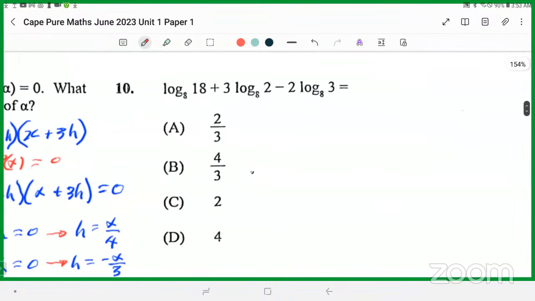Here's a question that can be used. You can use a calculator to do it. You can just type this in the calculator and get the answer. Right? But then you can use the laws of log to do it, right? But this can be done with a calculator.